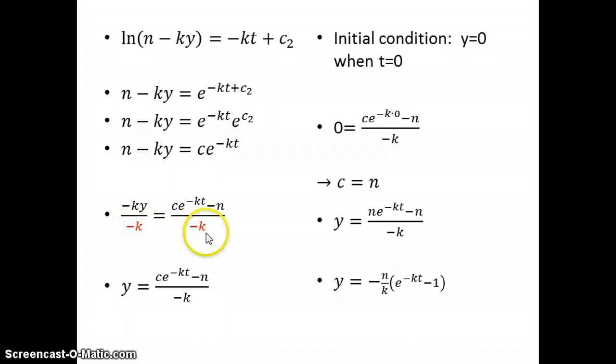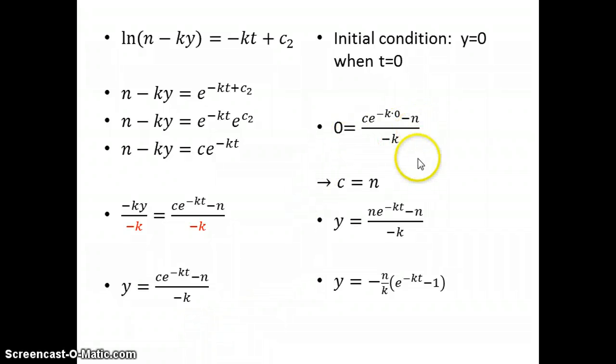I got it in red here. On the left side, it cancels. On the right side, this is the function that we get. Okay, if the initial condition is that there was nothing at the beginning, y is 0 when t is 0, it's a matter of substituting 0 instead of t, and 0 instead of y.